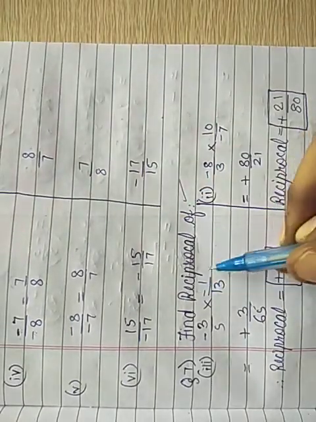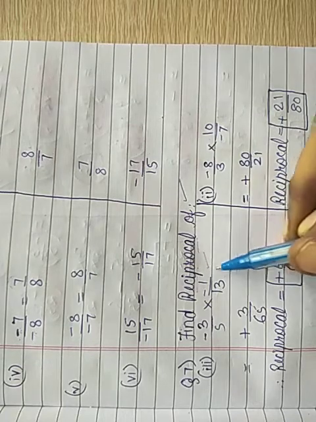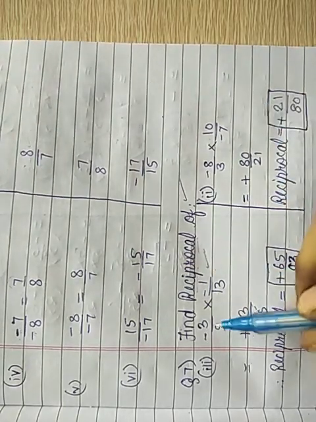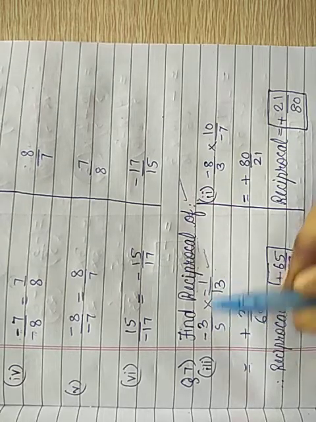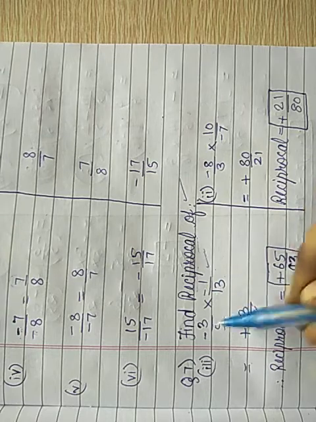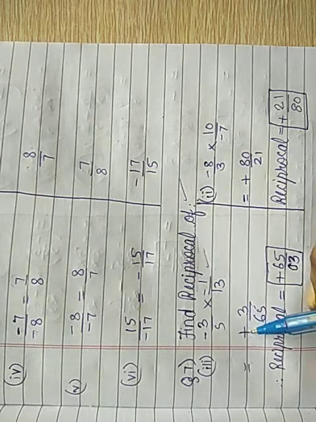The next sum was also for calculation of reciprocals, but before calculating the reciprocal we have to first evaluate the given question. After evaluation you have to find the reciprocal of that answer, of the evaluated thing. So first of all, count the negative signs. How many negative signs are there? 2 negative signs. Even or odd? Even. So both the negative signs will turn out to be a positive answer.